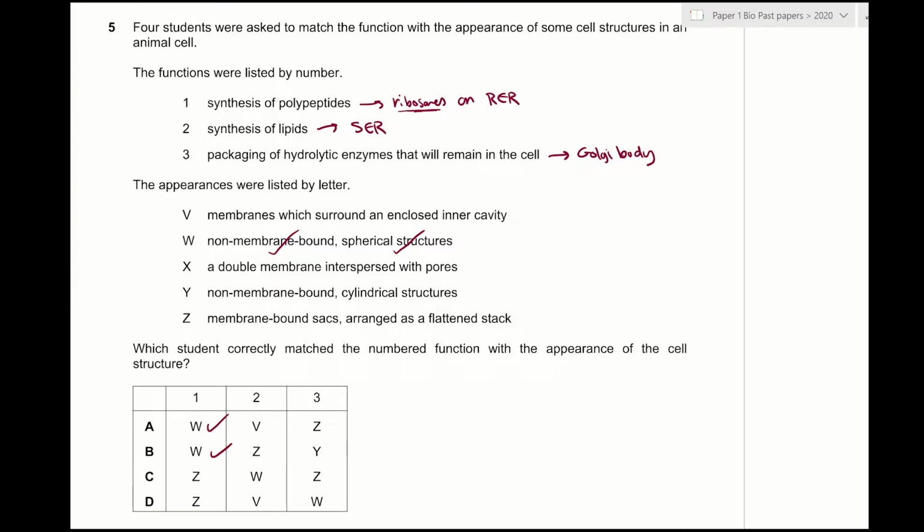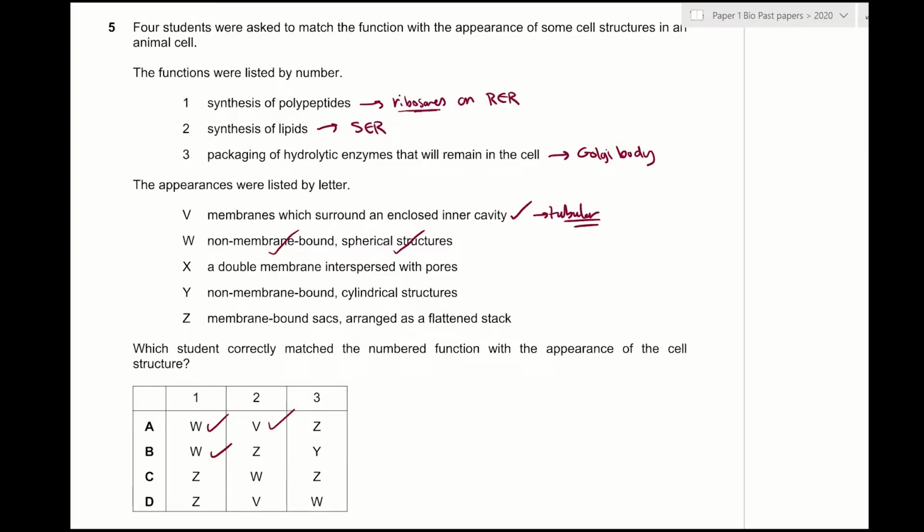For 2, for a smooth endoplasmic reticulum, we have either V or Z. Let's look at V, membranes which surround an enclosed inner cavity. So this is surely correct because an enclosed inner cavity means that it's a tubular structure. And as we all know, that smooth endoplasmic reticulum is a tubular structure too. Therefore, V is going to be correct.